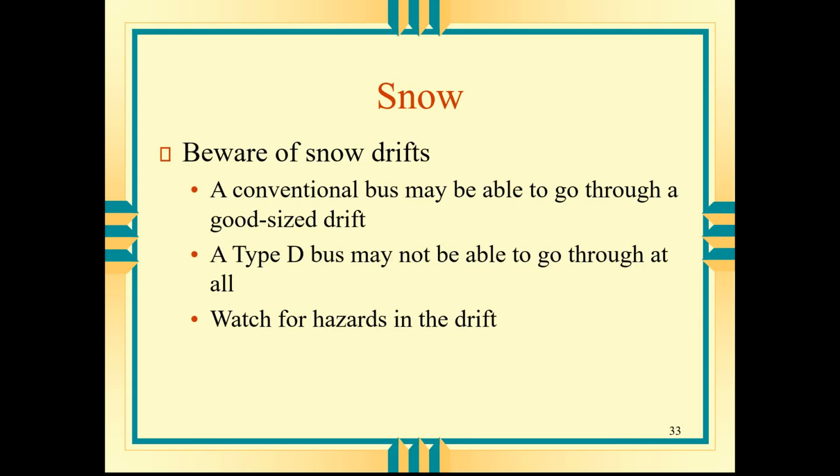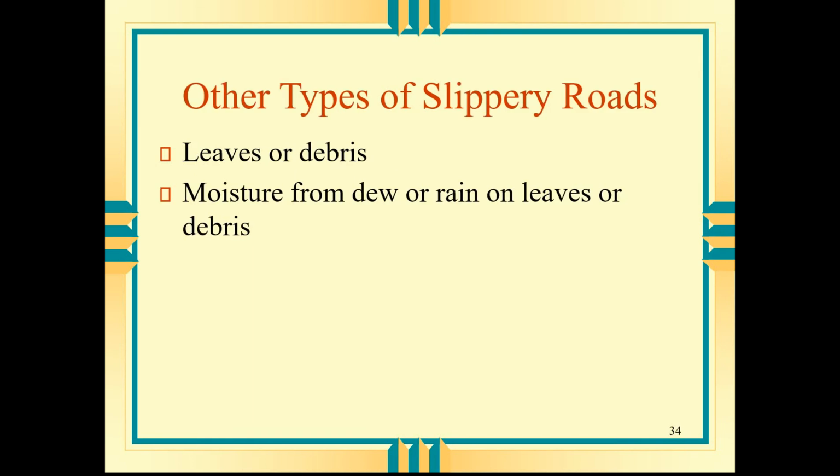Also, beware of snow drifts. Now, a little thing about snow drifts. A conventional bus may be able to go through a good-sized drift. Conventional meaning the engine's not beside you or in the rear. It is in front of you like a car. A Type D bus, I call them flat noses because they don't have that nose that sticks out like a conventional bus, may not be able to go through snow drifts at all. Also, watch for hazards in the drift, such as chunks of ice or debris, that type of thing.